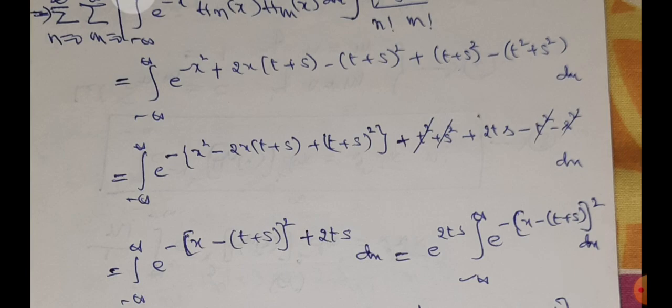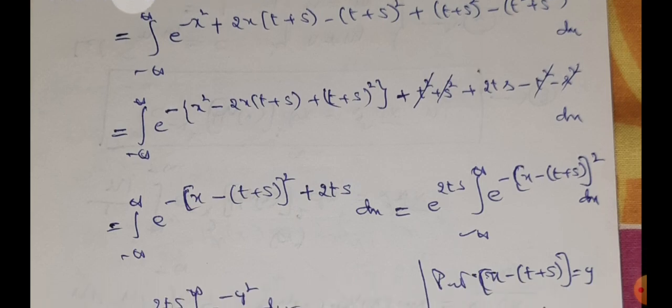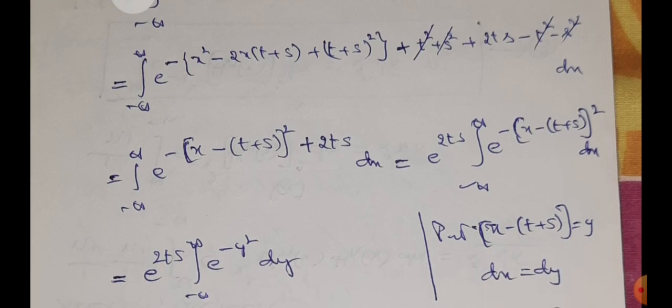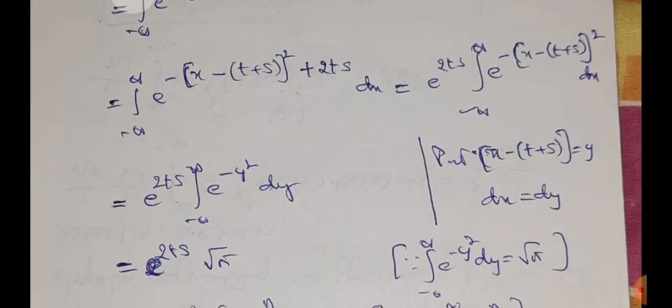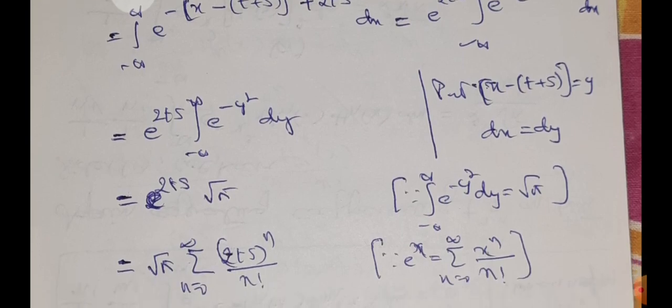Now e power 2ts is independent of x, so e power 2ts comes out. Integral minus infinity to plus infinity e power minus of x minus of t plus s whole square dx. Now put x minus of t plus s equal to y. Therefore dx becomes dy. So this becomes e power 2ts, integral minus infinity to plus infinity e power minus y square dy. And we know it is a standard integral: integral minus infinity to plus infinity e power minus y square dy is nothing but root pi. So this becomes e power 2ts root pi. So root pi comes out.